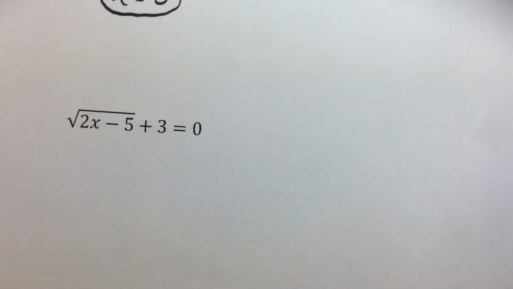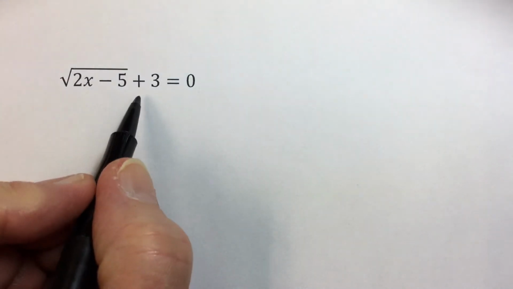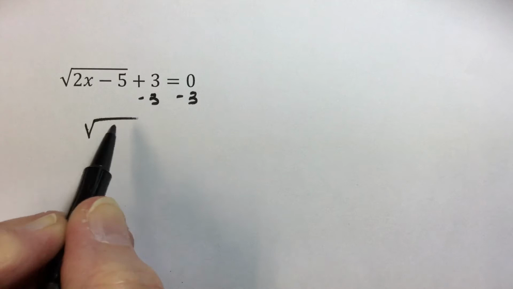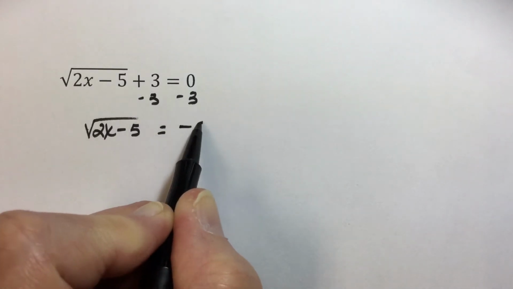Let's take a look at another example. Here we have a radical equation. To solve this, first we will isolate the radical. Doing so, subtract a 3 from each side, leaves the square root of 2x minus 5 equal to negative 3 when we simplify.